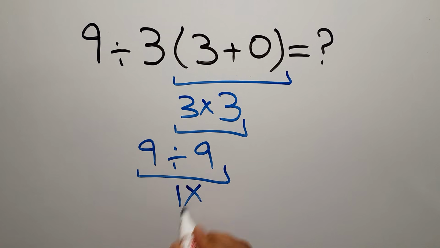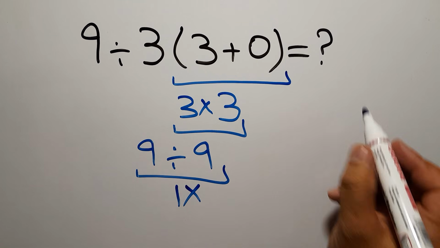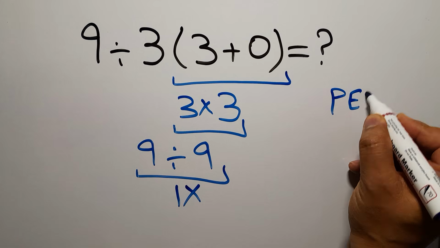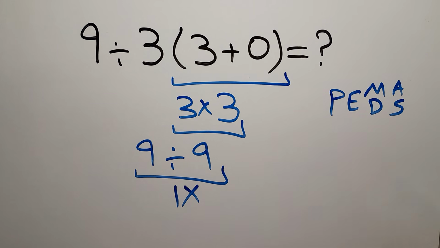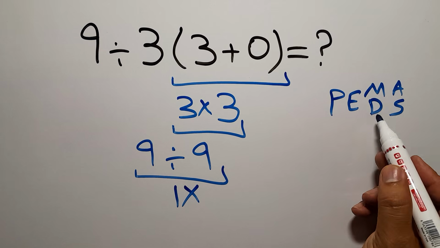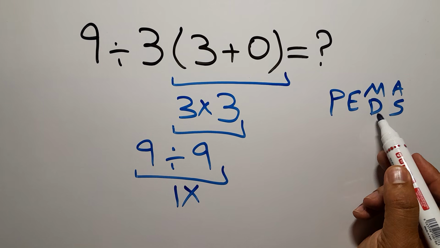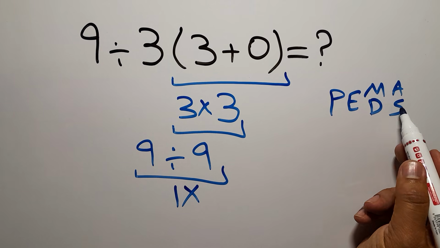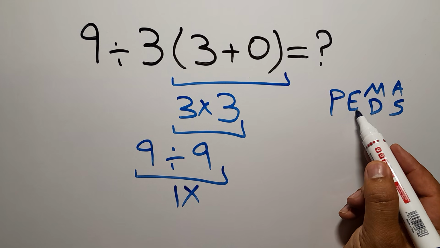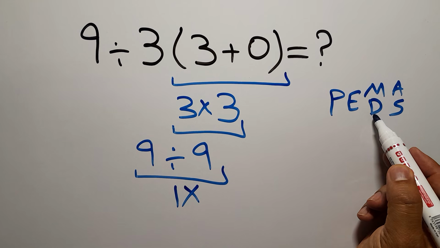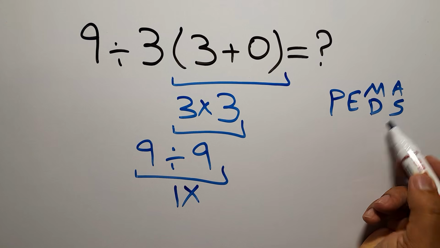But this answer is not correct. Because according to the order of operations, which is PEMDAS, P stands for parentheses, E stands for exponents, M and D stand for multiplication and division, and A and S stand for addition and subtraction.